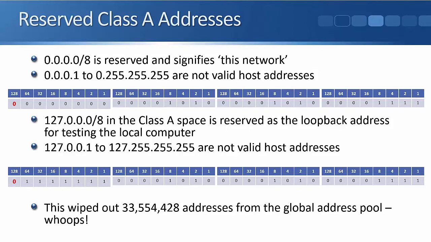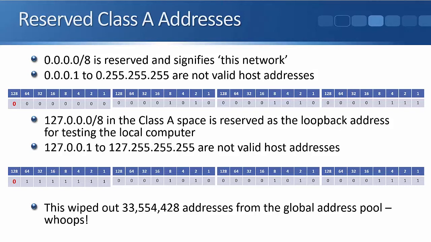Also, 127.0.0.0/8, which is also in the Class A space, is also reserved. That is used as the loopback address, and it's used for testing the IP stack on the local computer. So 127.0.0.1 to 127.255.255.255 are not valid host addresses.